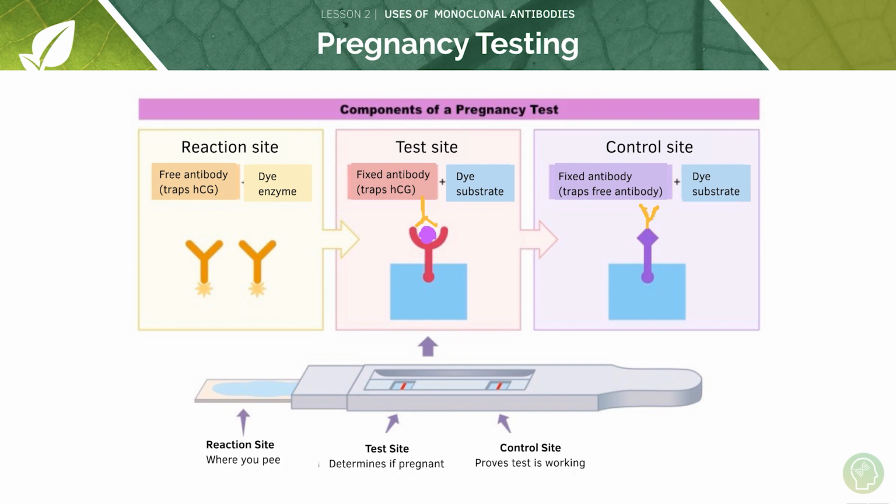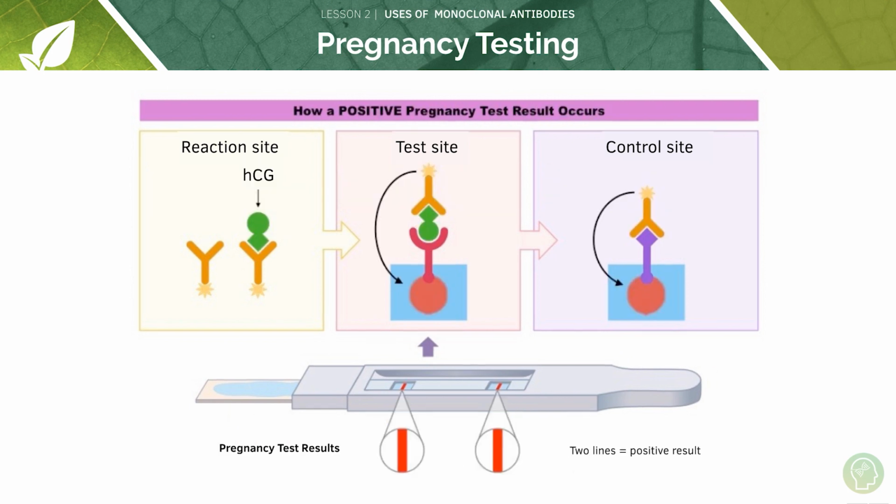Okay? So in the pregnant woman we're going to get a colour change in the test site and a colour change in the control site. In the non-pregnant woman we're not going to get a colour change in the test site, only in the control site, because we're only going to have these free antibodies in the solution. We're not going to have any antibody bound to HCG. So 2 lines is a positive result.